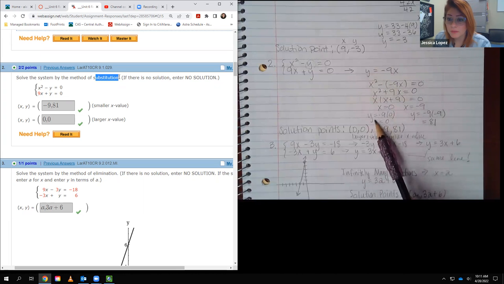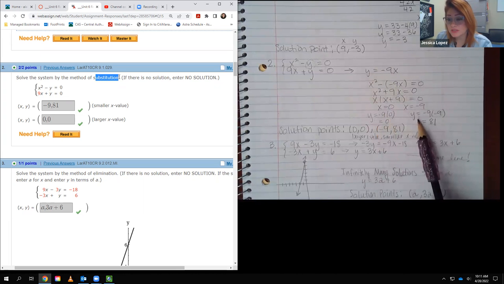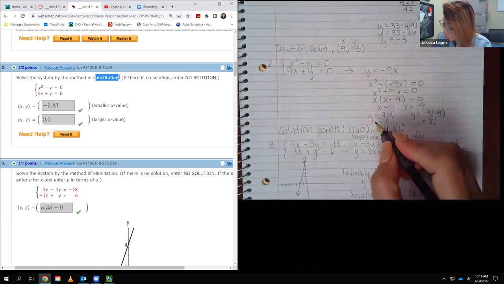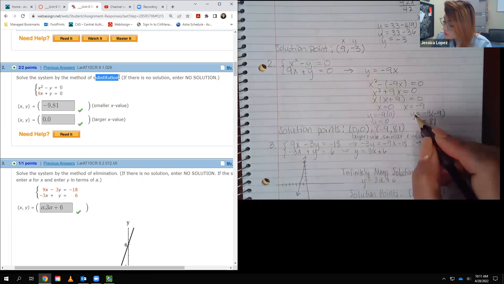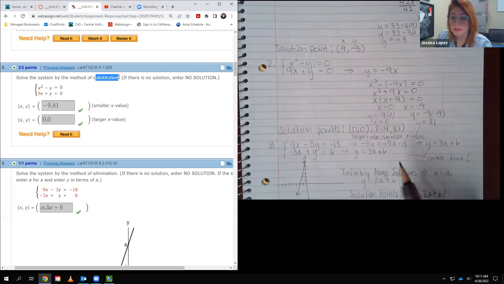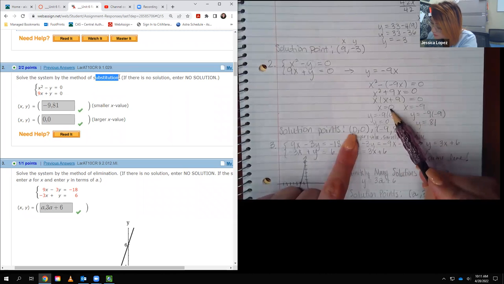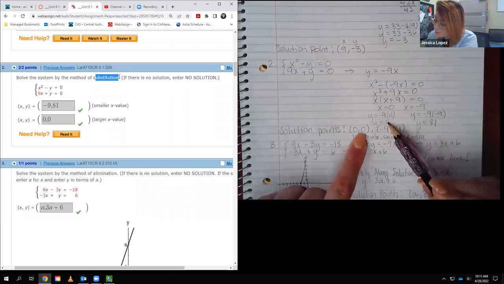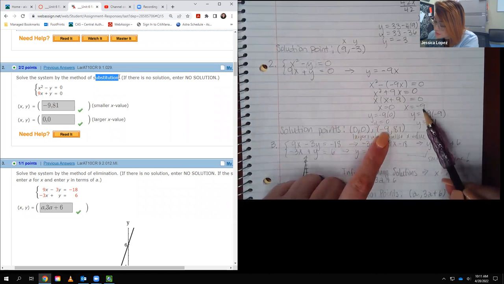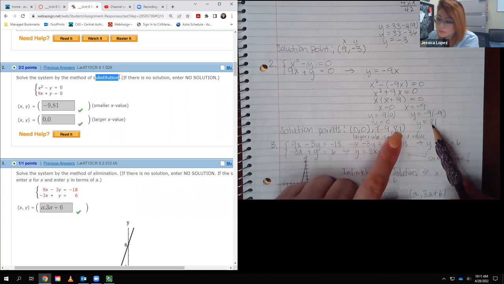So then remember, this is like my formula to find the y's. So I took that formula and I plugged in 0. I took the same formula and I plugged in a negative 9. And so for this particular x value, I ended up with y equal to 0. And for this particular x value, I ended up with y equal to 81, positive. So I have 2 solution points. One that has an x equal to 0 and the resulting y equal to 0, and another point where x is equal to negative 9 and the resulting y value is positive 81.